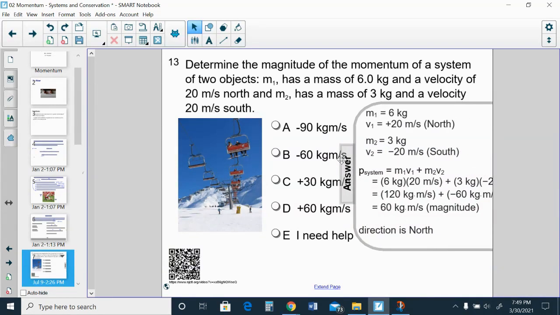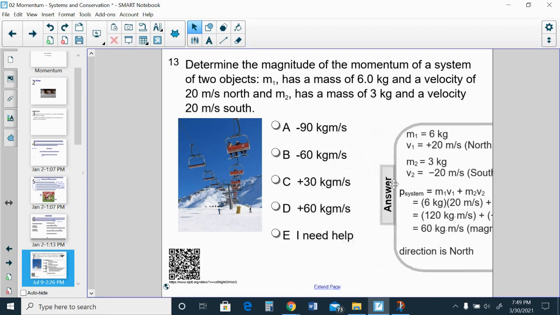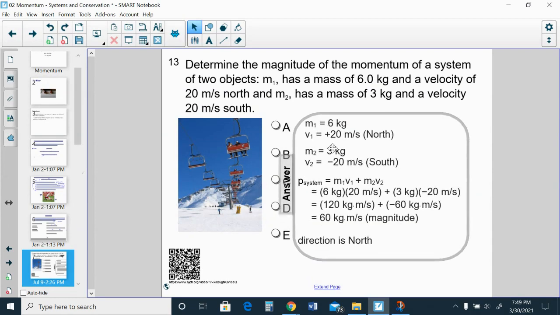Okay, let's take a look here. Now, the correct answer here is 60 kilogram meters per second. So if you chose letter D, you were correct. And the direction is north because it is positive. So we know that we have the mass and velocity for each object here. And just like we previously worked out on the last slide, you have the net momentum here, the momentum of the entire system. For object 1, it's the 6 kilograms times 20 meters per second.